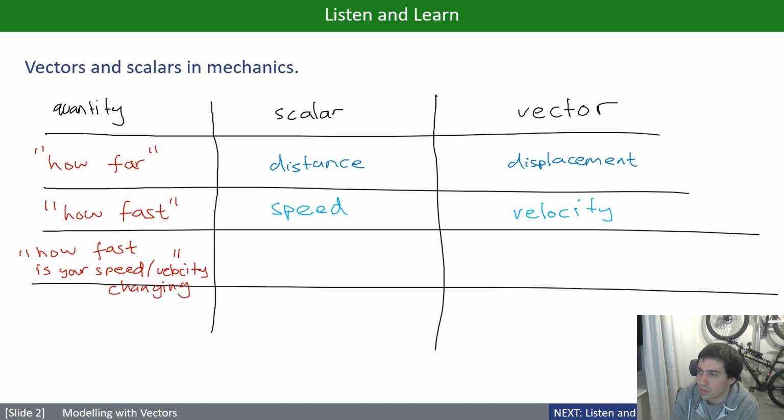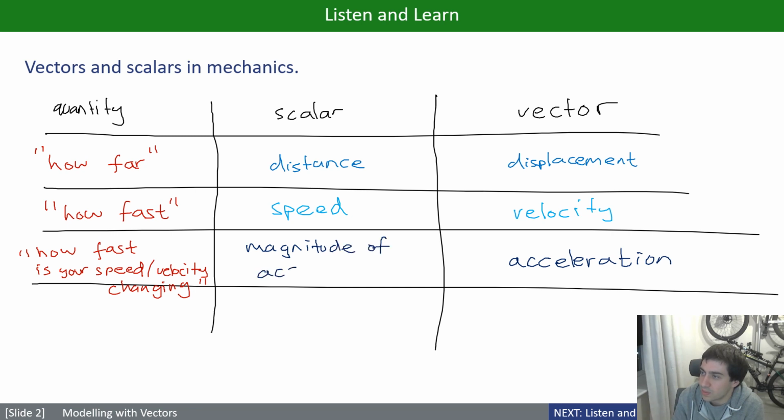Okay. How fast is all that changing? So here is the case where we don't actually have two distinct words. As a vector, we call it acceleration. Acceleration is a vector. And for scalar, we don't actually have a special word. So you'll sometimes see it written as this, magnitude of acceleration.